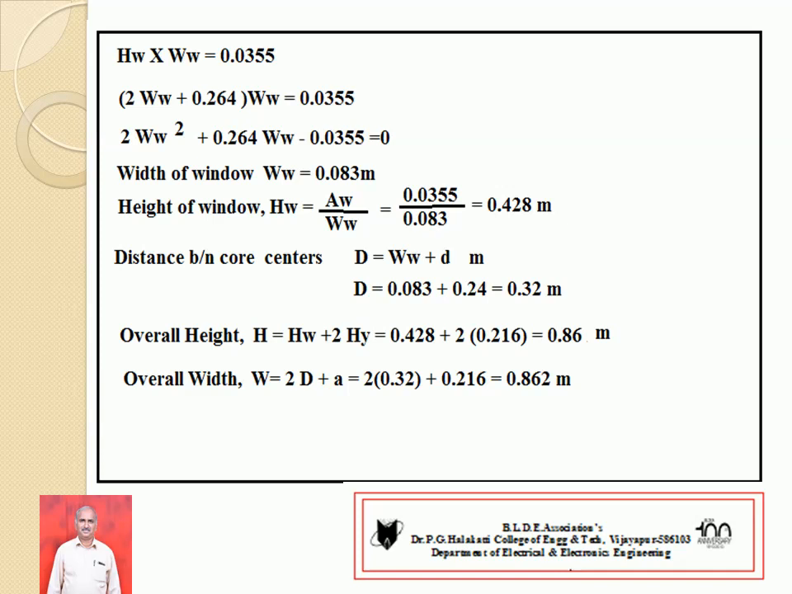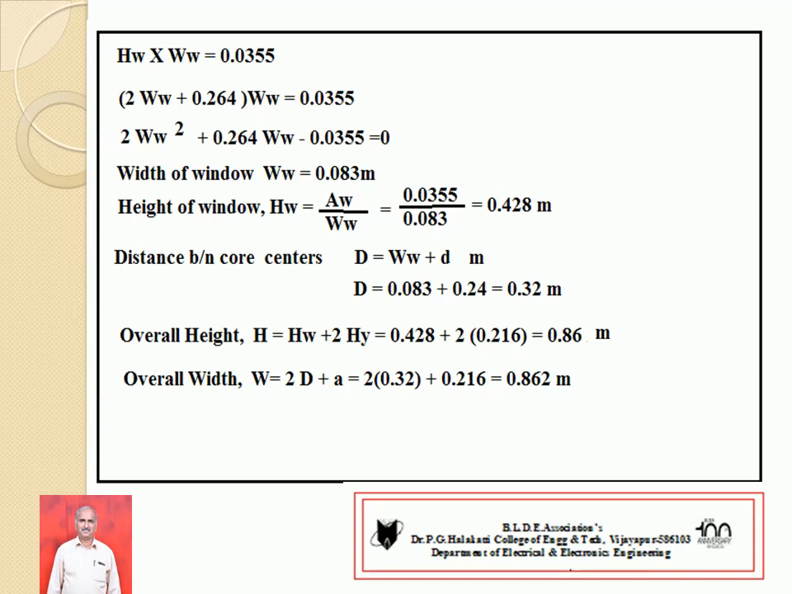Earlier we knew the area of the window. So the area of the window is equal to the height of the window times the width of the window: HW into WW equals 0.0355. You replace the HW value in terms of WW, and it finally results in a quadratic equation. Then you solve that, and you get the width of the window, which should be equal to 0.083 meter.